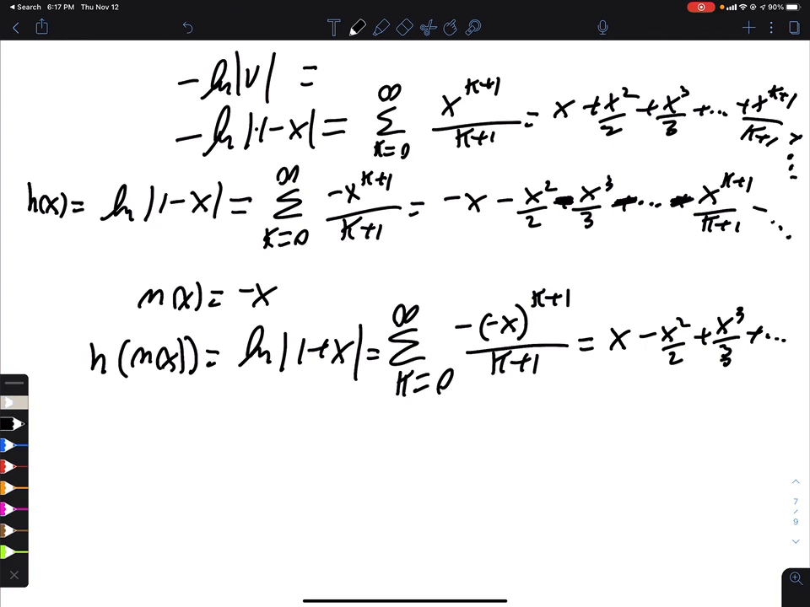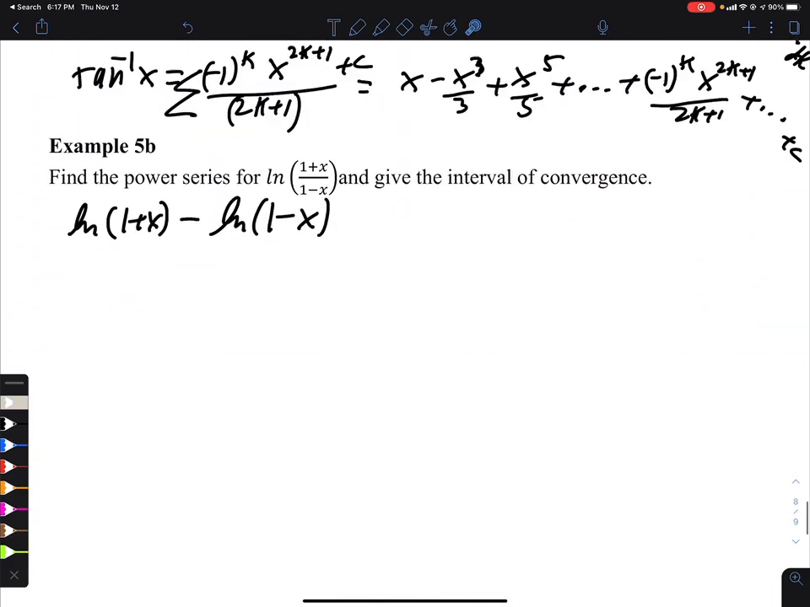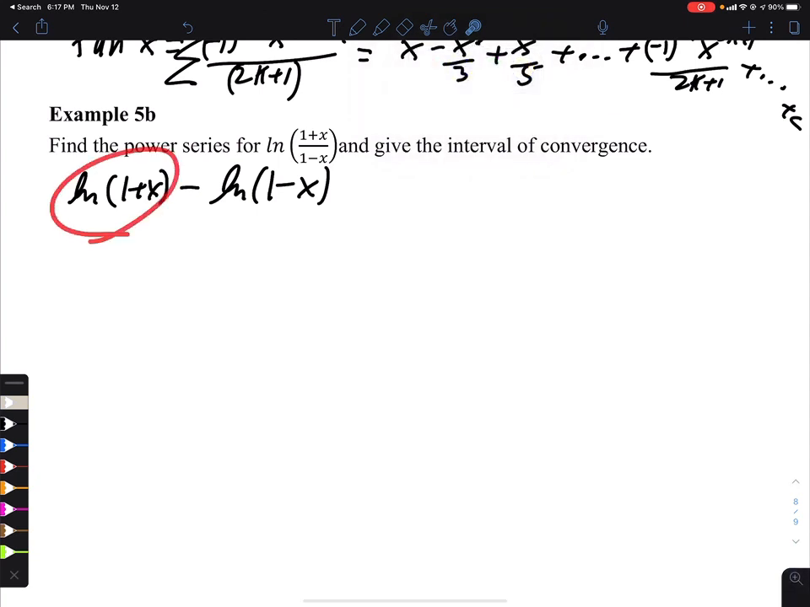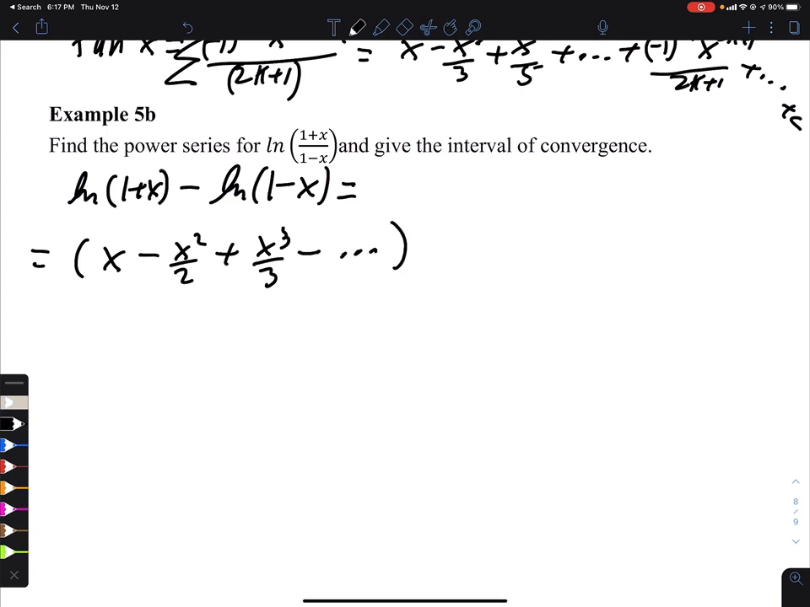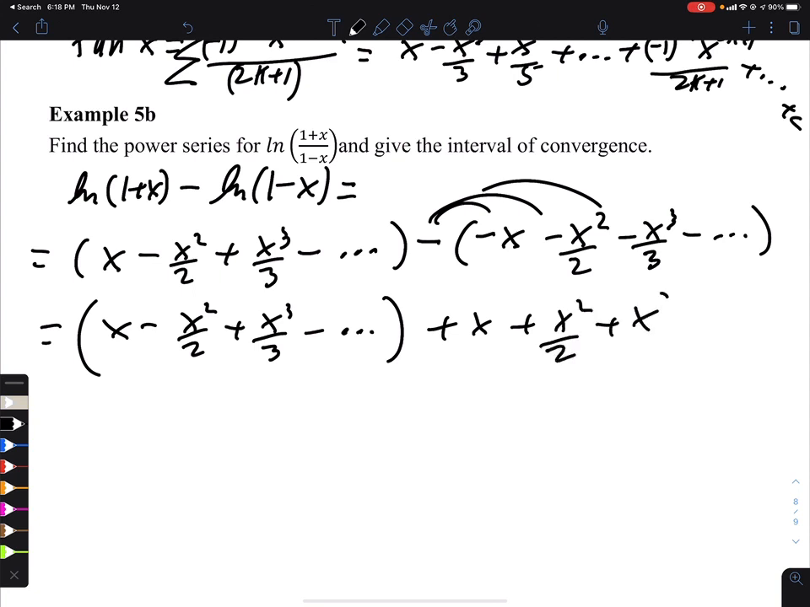So now we have the series here for ln of 1 plus x. We have the series for ln of 1 minus x here. We are going to combine the two, because we have the rule that if we have two functions, to get the power series for that, we just combine the power series for each. So we just learned this is x minus x squared over 2 plus x cubed over 3 minus dot dot dot. And this one we already did. It's minus x squared over 2 minus x cubed over 3 minus dot dot dot. Well, then we distribute this minus. We get x minus x squared over 2 plus x cubed over 3 minus dot dot dot plus x squared over 2 plus x cubed over 3 plus dot dot dot.